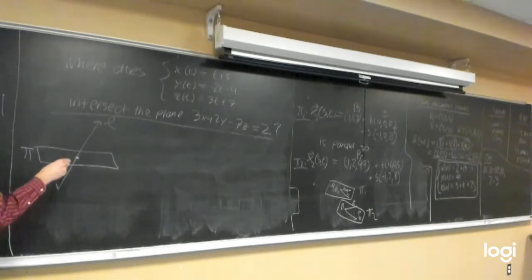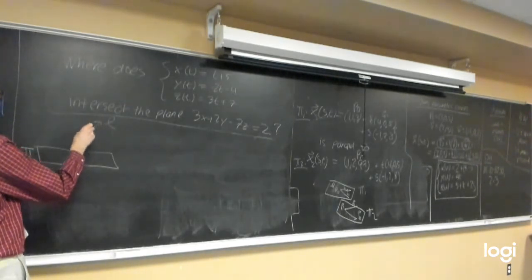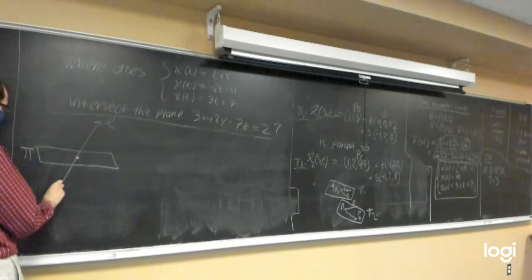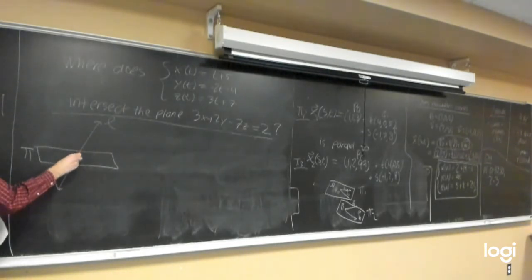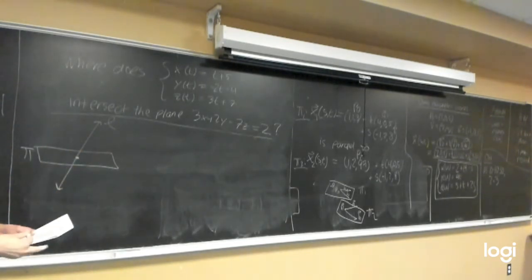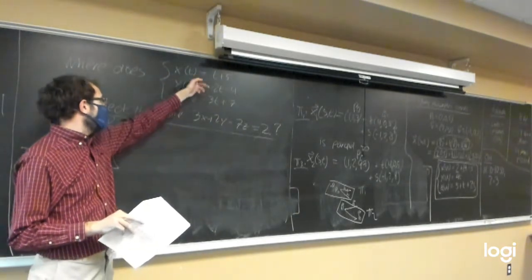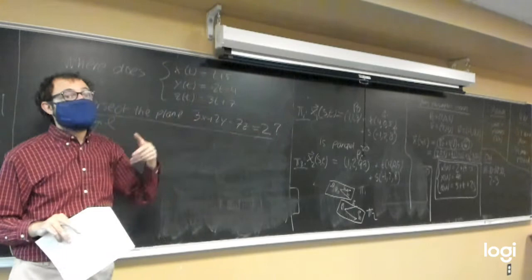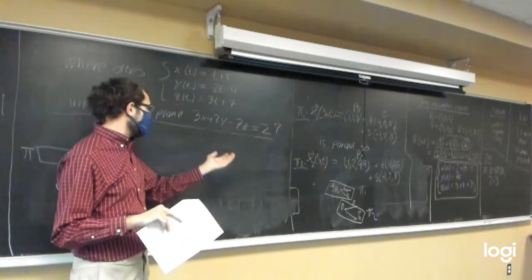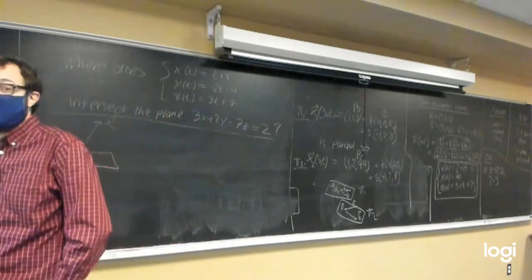If we're given some t, no matter what we plug in for t, we're always going to get a point on our line L here. And we'd like to be able to find the point that also happens to lie inside of this plane, meaning we'd like to find a point xyz on our line where that xyz satisfies 3x plus 2y minus 7z is equal to 2.